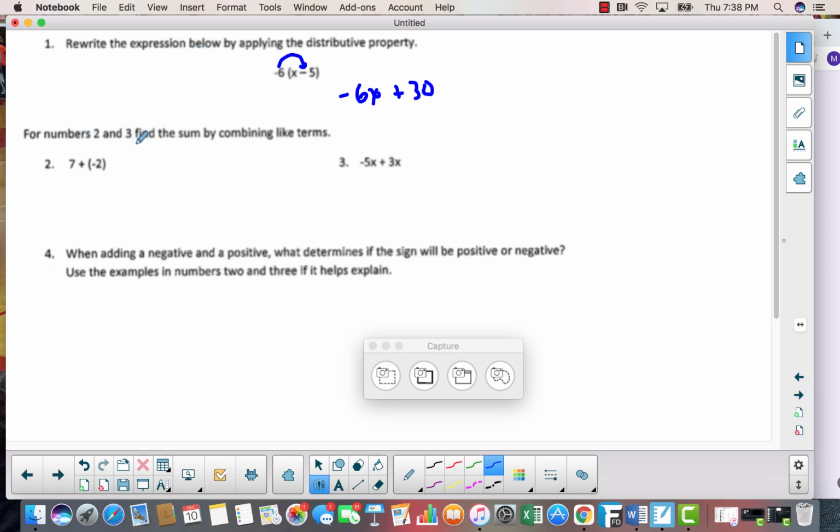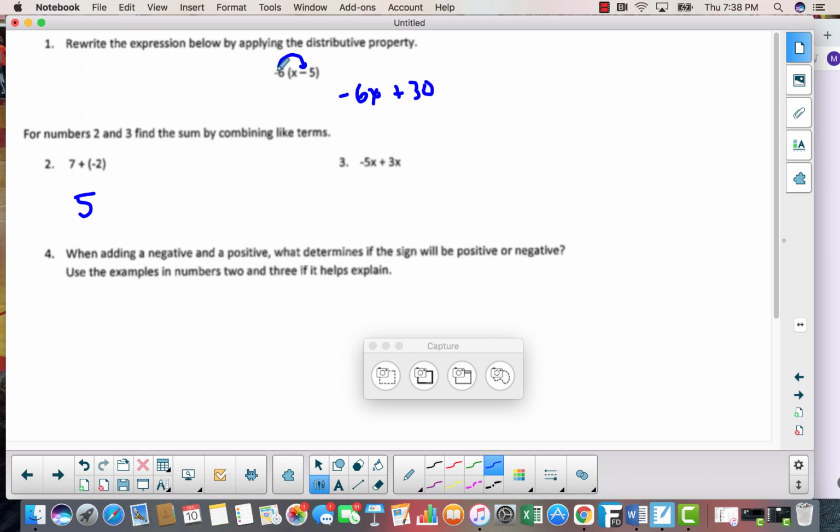Numbers 2 and 3, you're finding the sum by combining like terms. You can see here it's a positive and a negative. Anytime you're adding positive and negatives, you take a look at what you have more of. Do you have more positives or more negatives? Well, you have more positives, and that's an indication that the answer will be positive. I have, it looks like 5 more positives than negatives. You could really treat this as 7 minus 2. So this will be equal to 5.